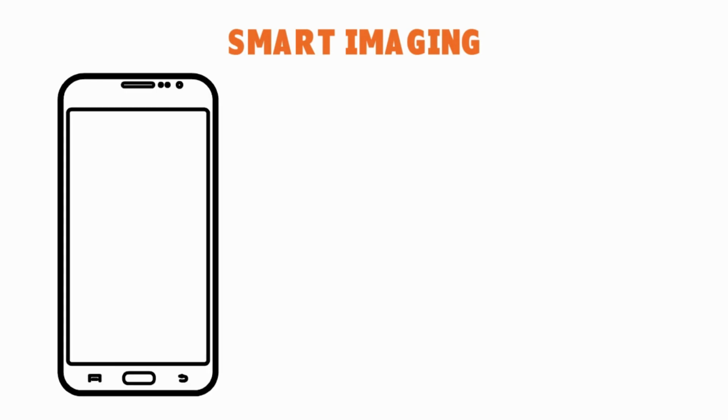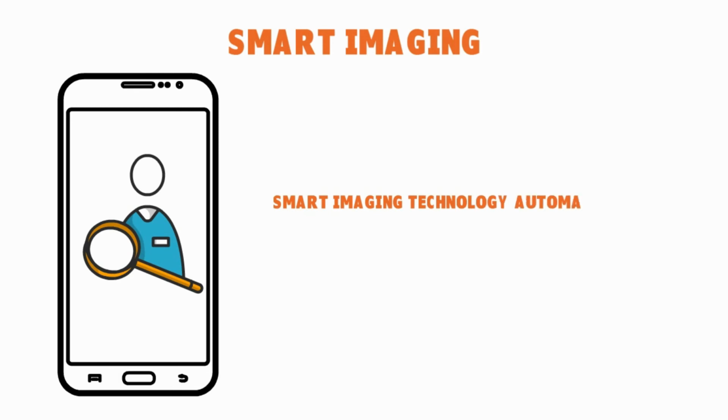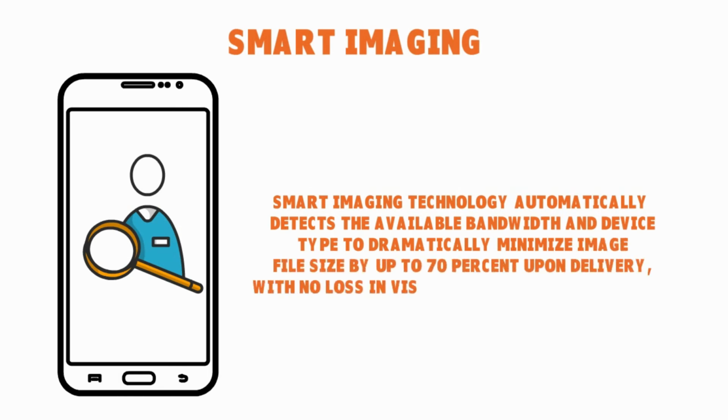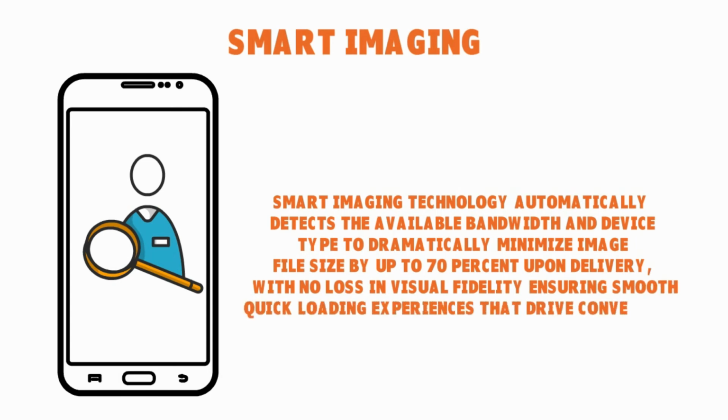Another way to do this is that you're able to use something called smart image technology. Smart imaging technology automatically detects the available bandwidth and device type to dramatically minimize image size by up to 70% upon delivery, with no loss in visual fidelity. And what this does is it ensures smooth, quick loading experiences that drive conversion.